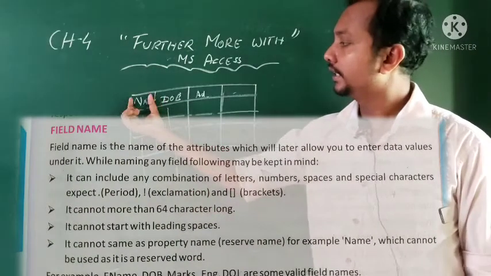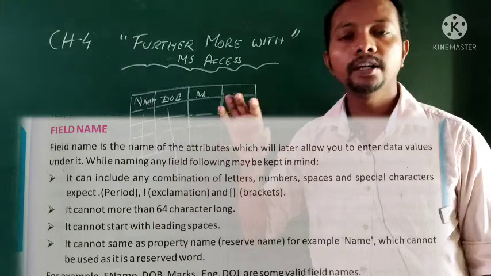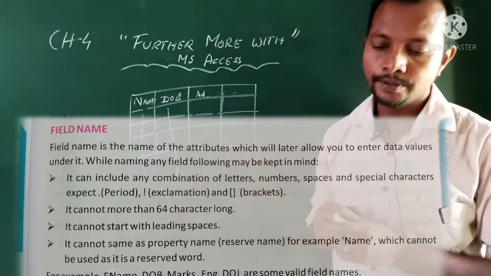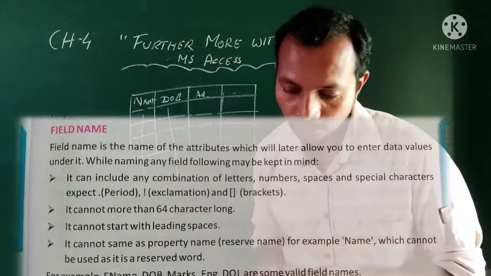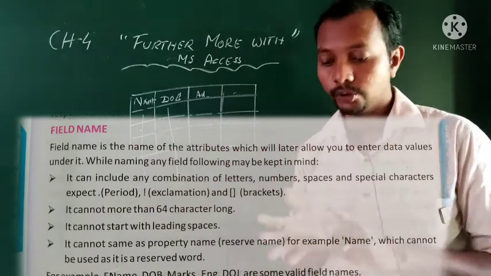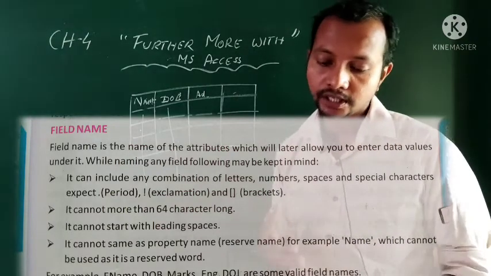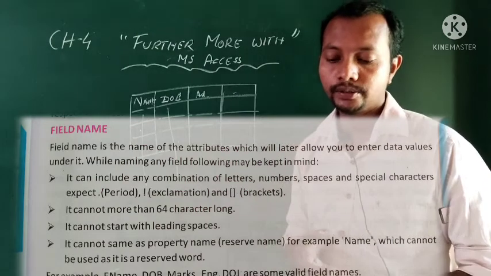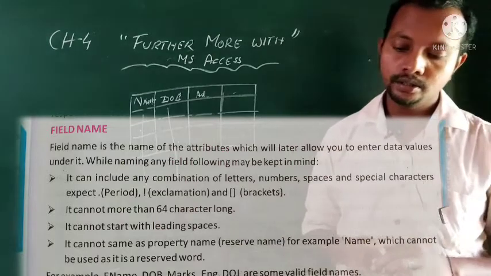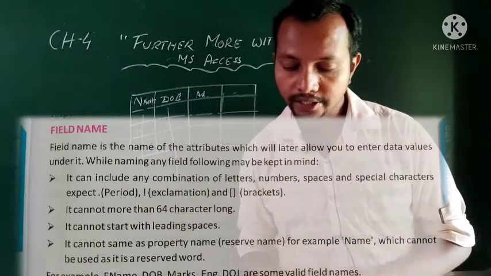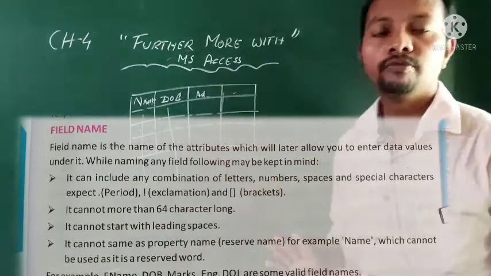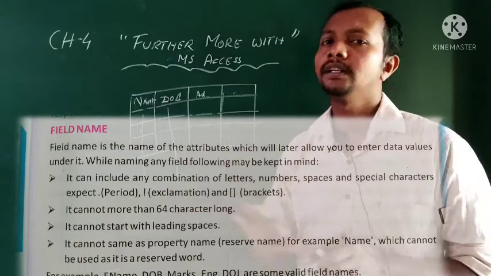A field name can be written with letters, like in NAME, that way. You may use more than one letter, you may give numbers also, you may give spaces also, and special characters are also included. But brackets, period, and exclamation marks, those symbols are not used when we use the field name. Dear friends, if you enter those symbols, it will not accept them.